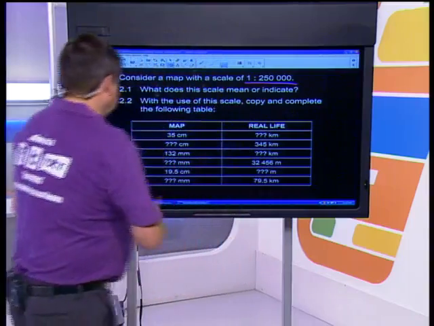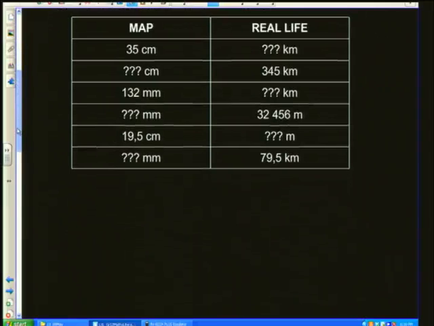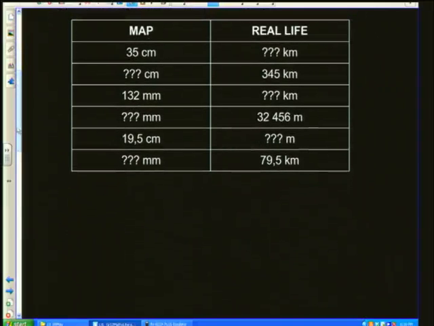What do I mean by that? Let's have a look at this first question. On the map, I have 35 centimeters. How many kilometers is that in real life?